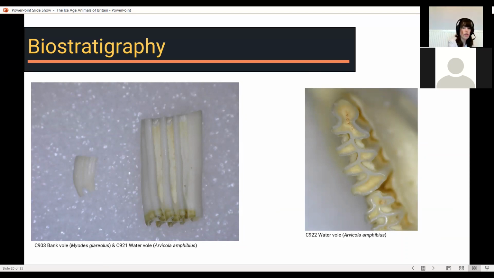And some of these changes included a lengthening of the first lower molar over time, a change in the proportion of different areas of the molar, and a change in the area where the thickest enamel occurs. And if these different proportions and measurements are taken from Arvicola in a sample, you can compare those to molars from other samples of known ages, and that can help you to determine an age for your sample.